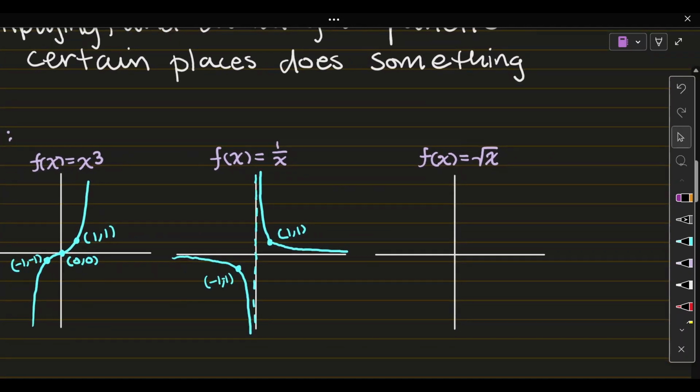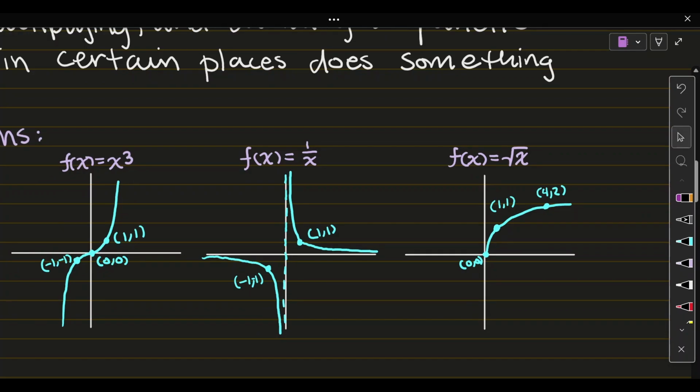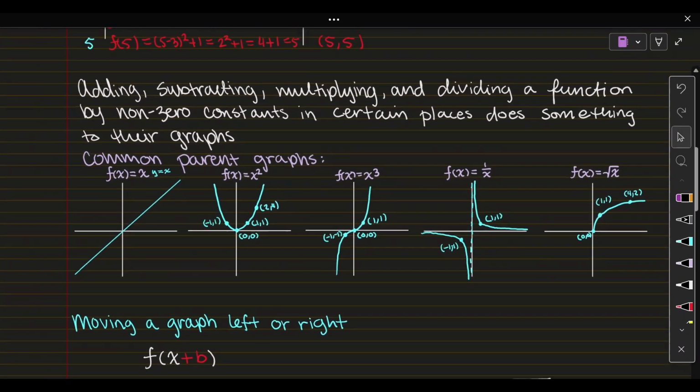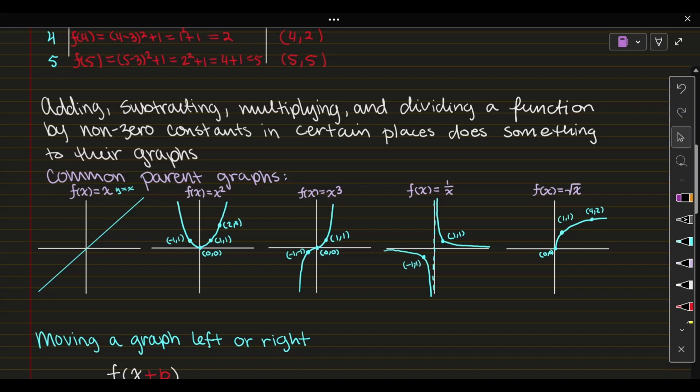And then the square root of x, it starts at (0, 0), and it doesn't take any negative value. So it doesn't exist over here because we don't take the square root of negative numbers and get real numbers. Remember, it's not defined. If you want to talk about domain, it's in my video on functions. But the square root of x will look something like this. It also has the point (1, 1), because the square root of 1 is 1. And then it has the point (4, 2), the square root of 4 is 2, and so on and so forth.